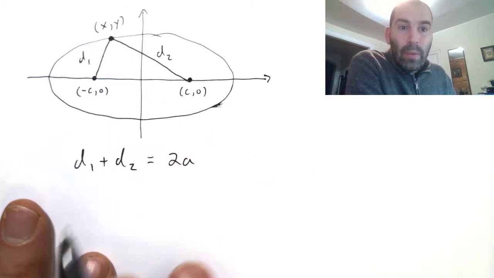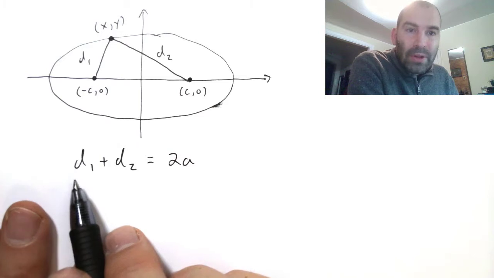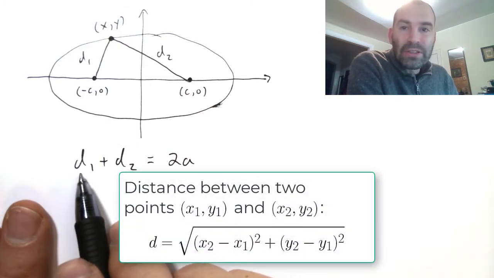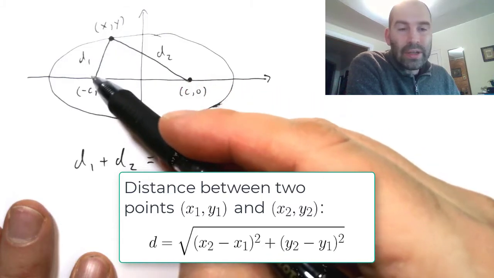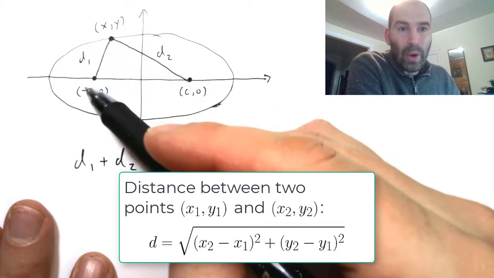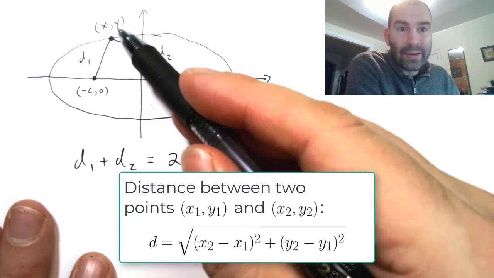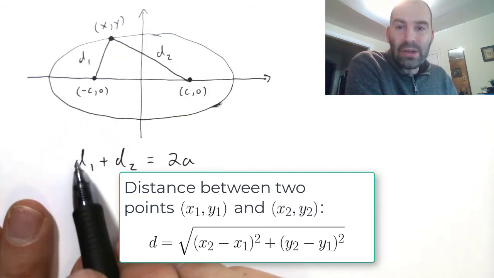All right, well, how do we get that? Well, we happen to know a formula for measuring distance, right? We know that to measure the distance between 2 points, what I do is I take the difference of the x coordinates, square it, and add the difference of the y coordinates, square that, and take the square root. That gives me the distance. So I can represent d1 that way.